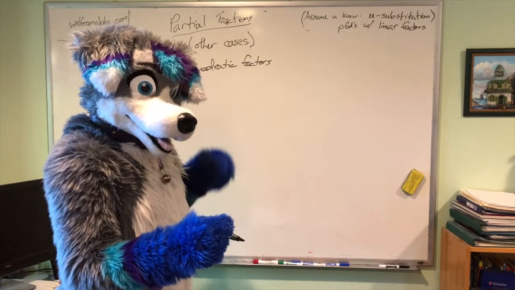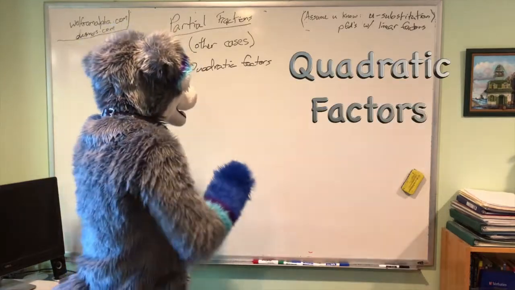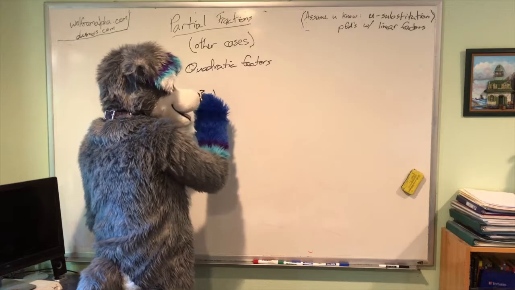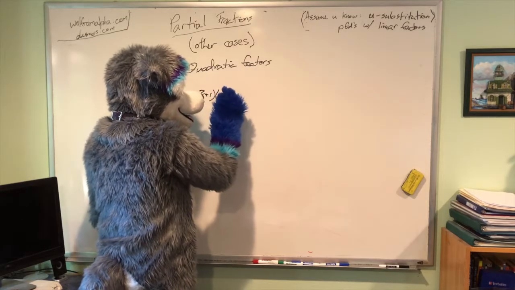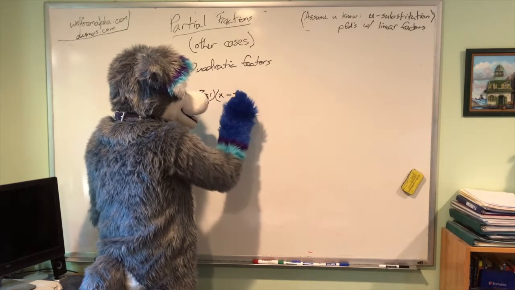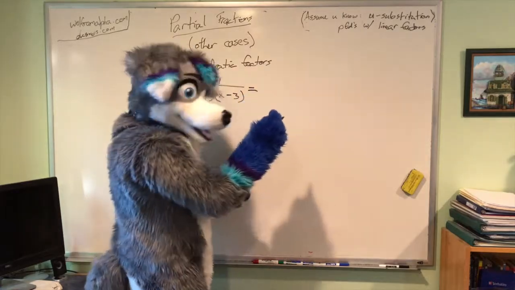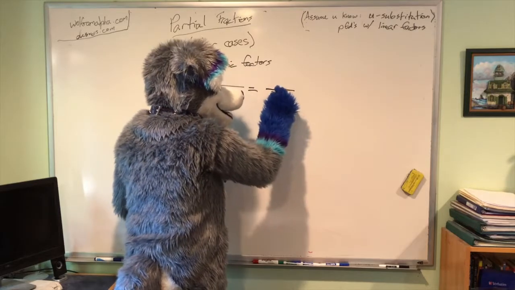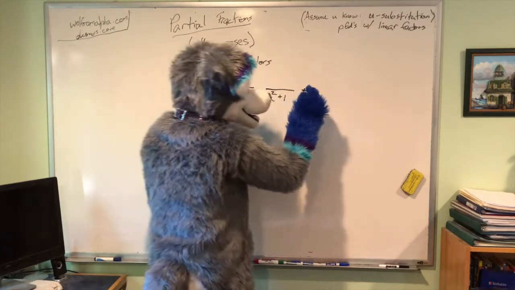So let's go on to the next case, quadratic factors. So for example, you might have, I'm just going to make something up here. Maybe I'll throw in a linear thing too, just for the fun of it. You're still going to do like you did before, and for each factor, you're going to have another fraction. And this x minus 3.